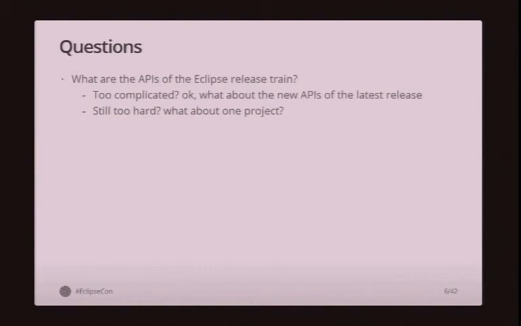My first question was, what are all the APIs of the Eclipse release train? All the projects, all of them. I want to know what I can build with the Eclipse platform, and I wanted to know what was accessible. And I couldn't find any kind of reasonable answer.